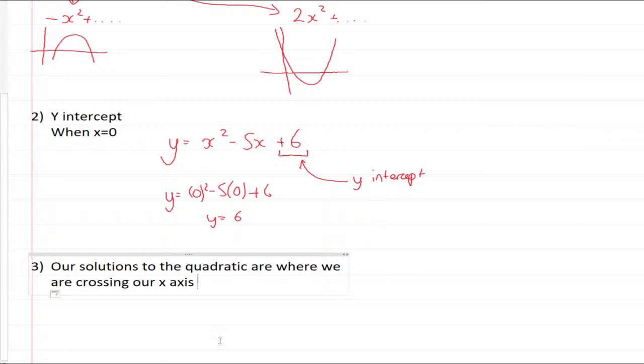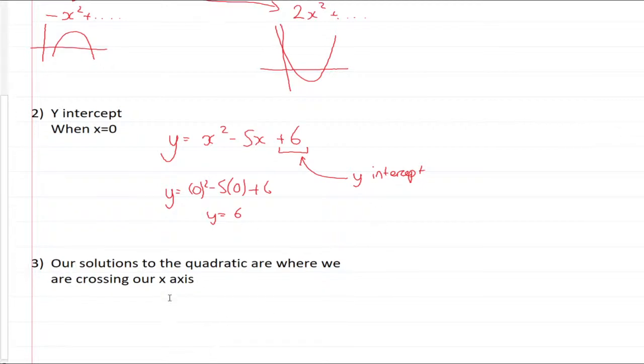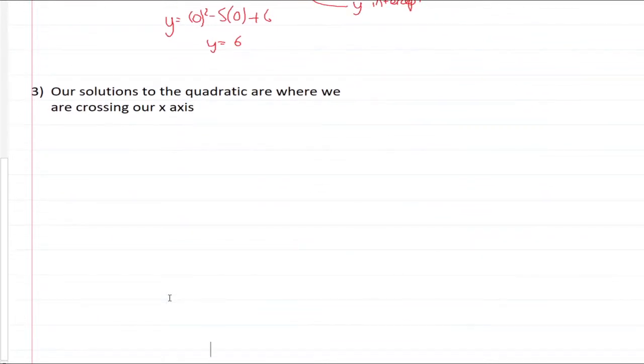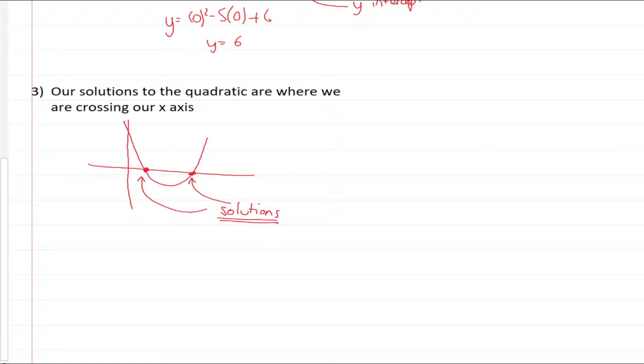So let's just do a little picture for that. So here's our graph here. These here, this point and this point, are our solutions, okay? They are our solutions. Everybody right with that? Not the minimum, no. The solutions are where we cross the x-axis. We're going to talk about the minimum in a second. In fact, that's our last one. What's our last one then?